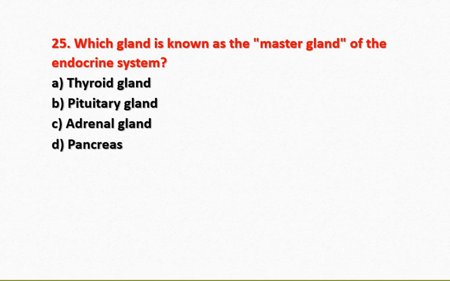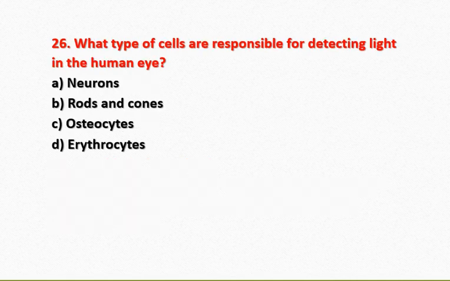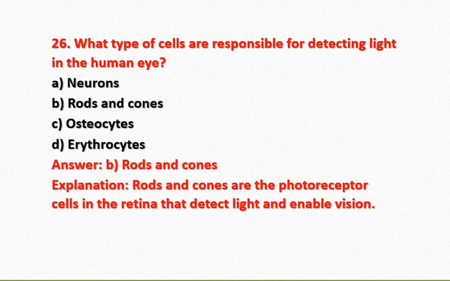Which gland is known as the master gland of the endocrine system? Correct answer is option B, pituitary gland. What type of cell is responsible for detecting light in the human eye? Correct answer is option B, rods and cones.